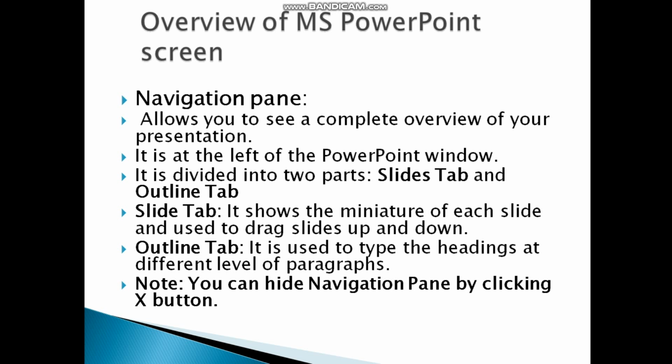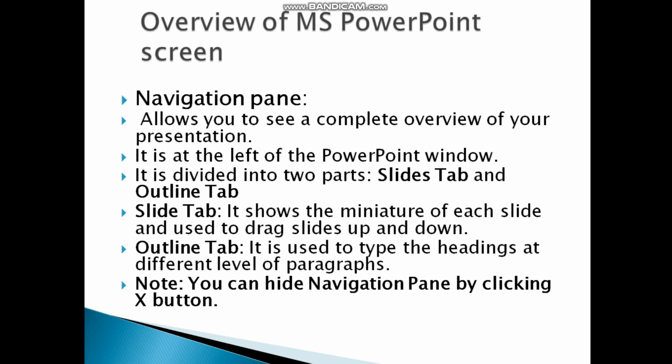It is at the left of the PowerPoint window, and it is divided into two parts: slides tab and outline tab. The slides tab shows the miniature of each slide and is used to drag slides up and down, whereas the outline tab is used to type the headings at different levels of paragraphs. Okay, and you can also hide the navigation pane by clicking the cross button. It is not X, it is the cross button, close. I'm going to show you.